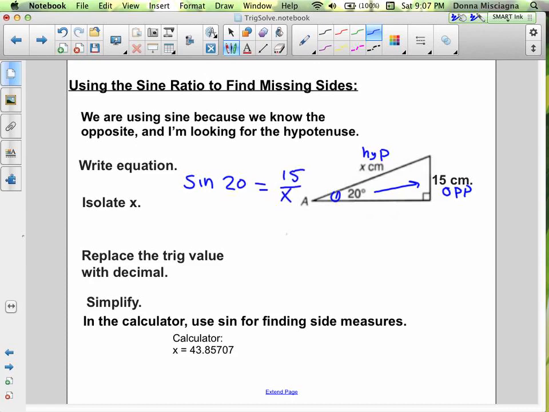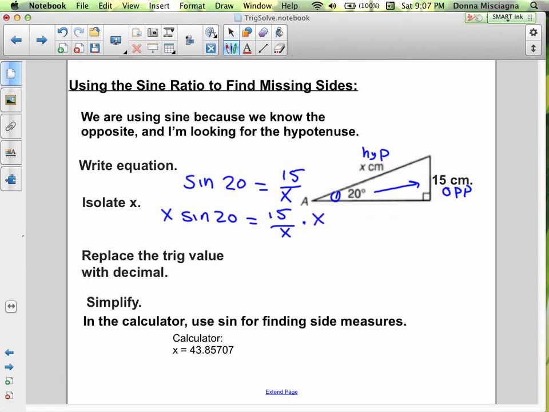So notice now we have x in the denominator. So we're going to multiply both sides by x to get it out of the denominator. If we have a constant in the denominator, if we multiply both sides by that constant, our variable is isolated. If we have x in a denominator, we'll multiply both sides by x, and then we're going to divide by the trig function. So in this case, we'll divide by sine 20. So we have x times sine 20 equals 15 divided by x times x. The x's cancel.